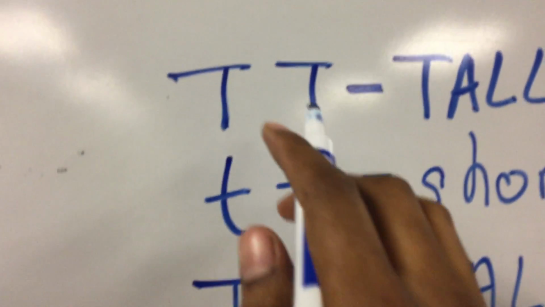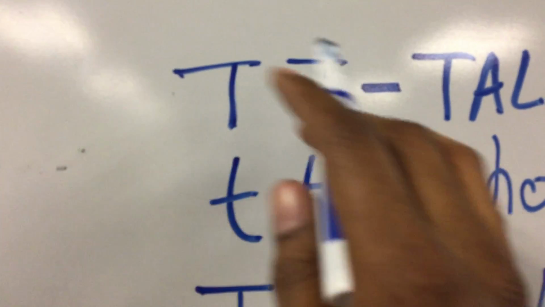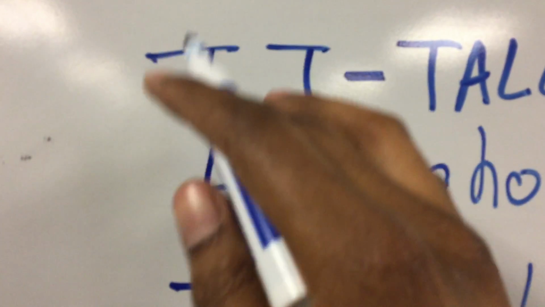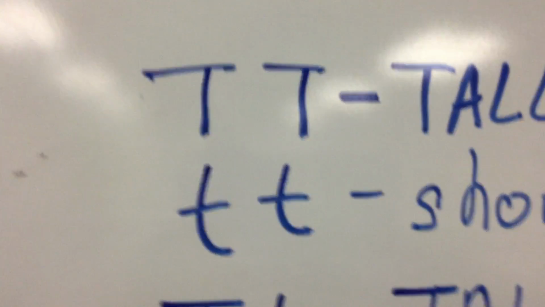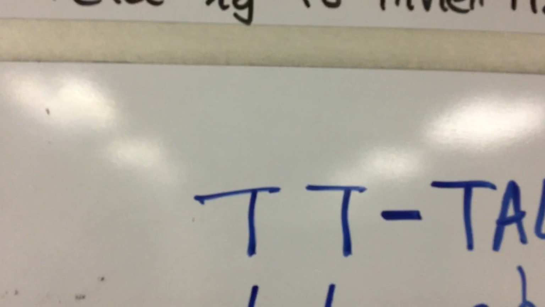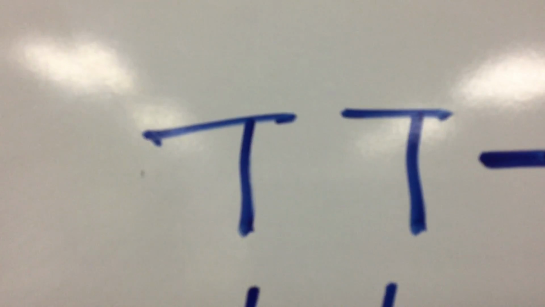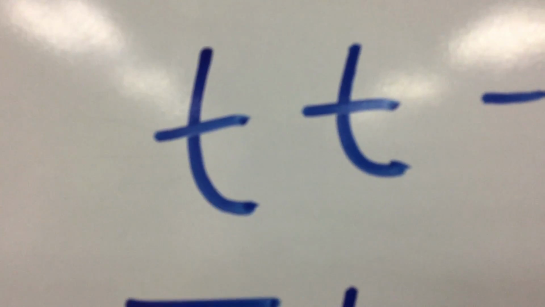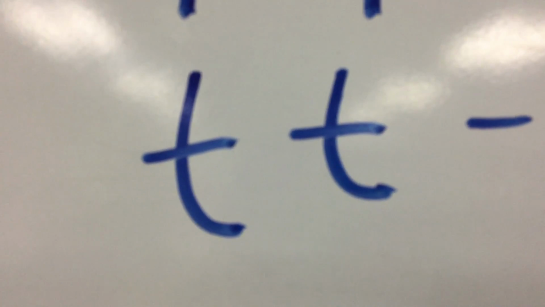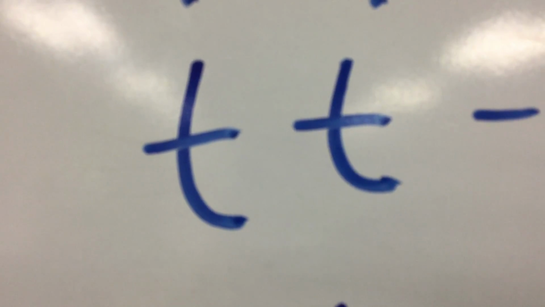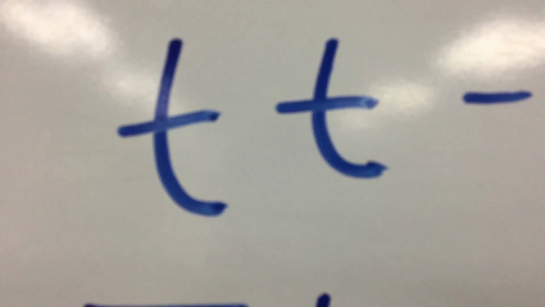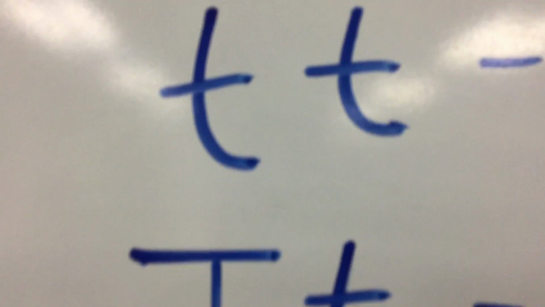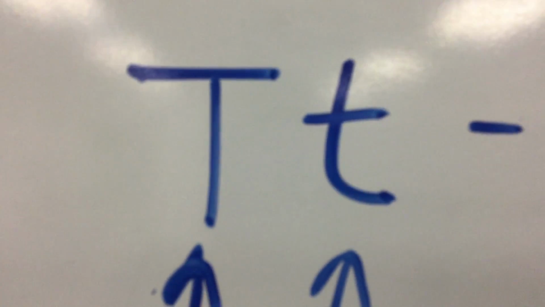So here, this would be a homozygous genotype because both alleles are the same. They're both tall. Right? Both of these are tall. And here, this would be a homozygous genotype as well because both of these are the same. Two short alleles. So it's homozygous.